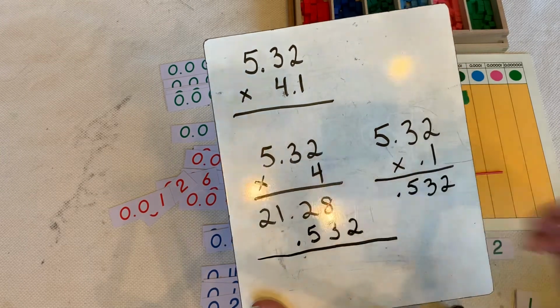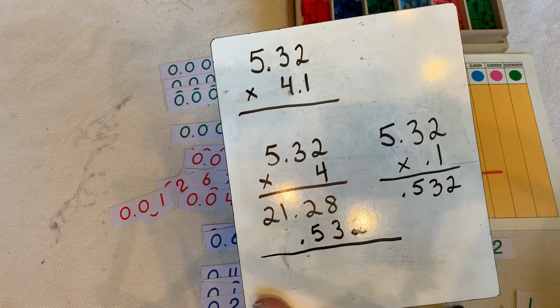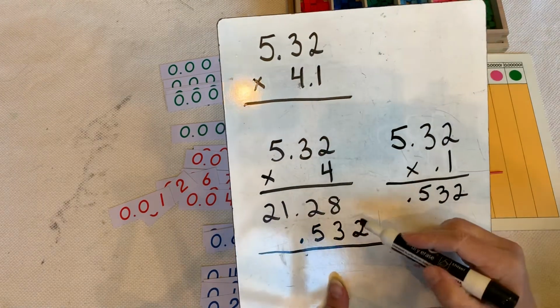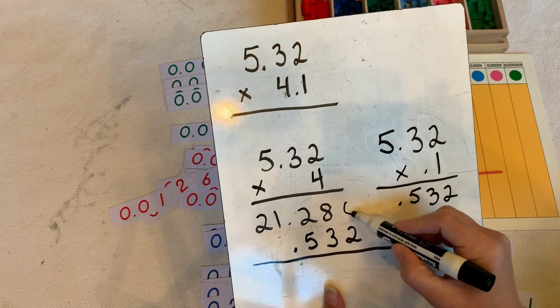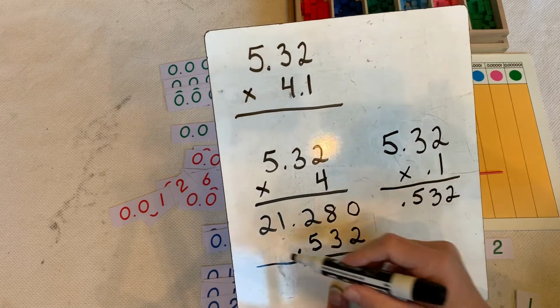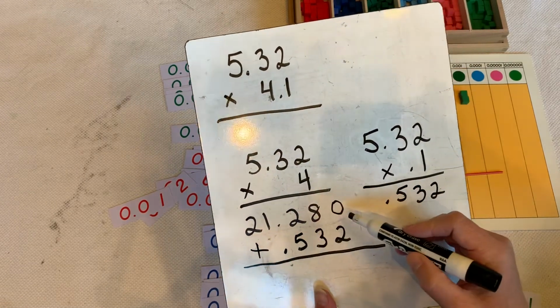This is just a 0. Whenever you see a number that doesn't have anything next to it, you just assume it's a 0. So I'll go ahead and just draw that in. So 0. Now we're going to add, right? We're going to add our partial products.